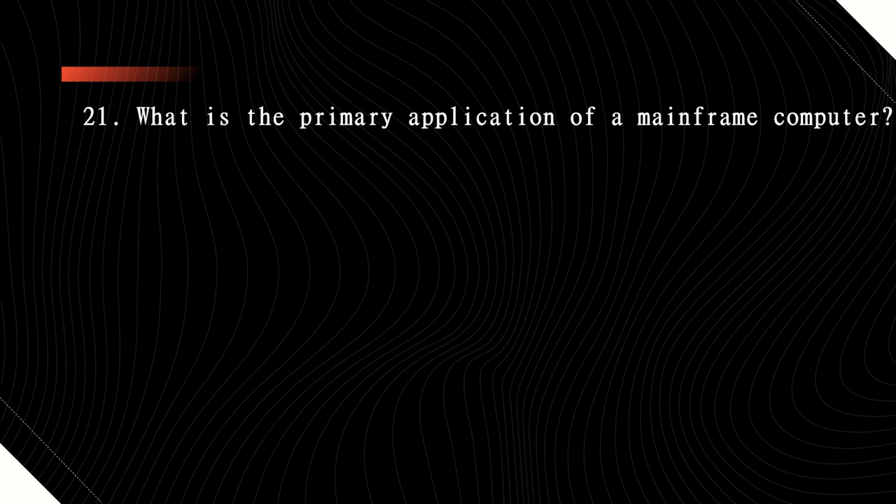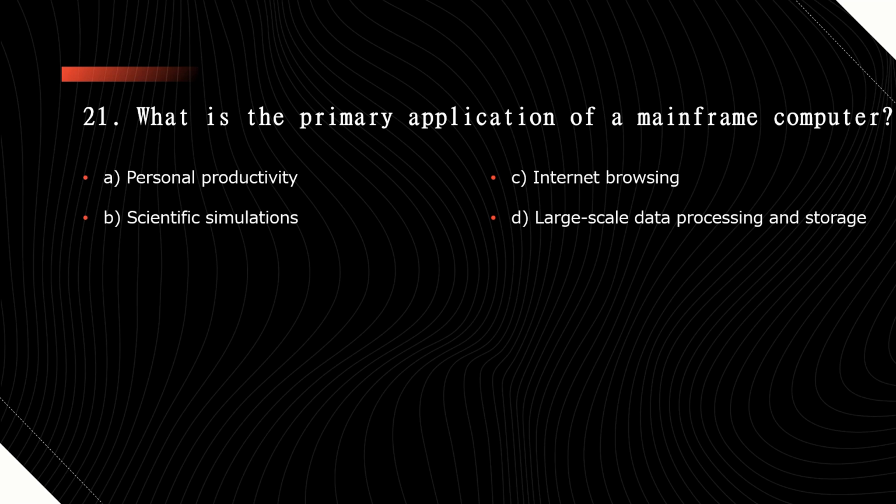What is the primary application of a mainframe computer? Options: A. Personal productivity. B. Scientific simulations. C. Internet browsing. D. Large scale data processing and storage. Answer: D. Large scale data processing and storage. Mainframe computers are designed for high performance computing and large scale data processing tasks in enterprises and organizations.